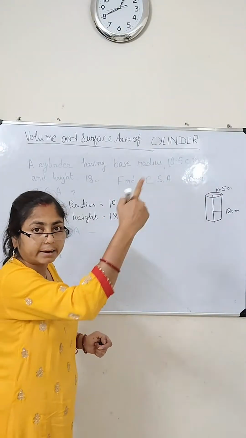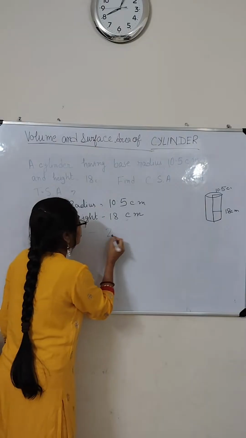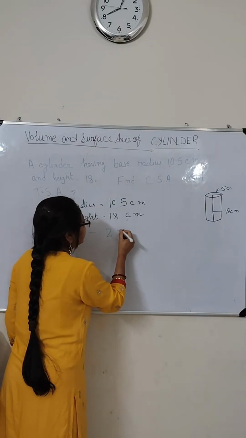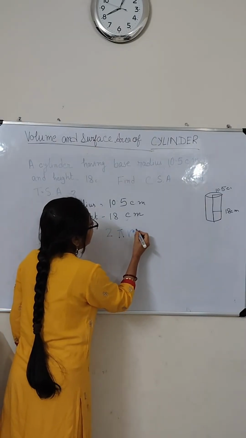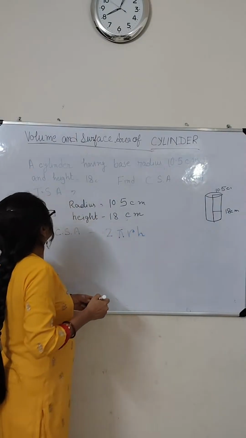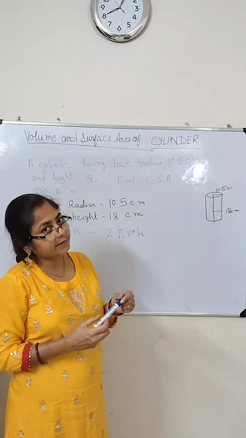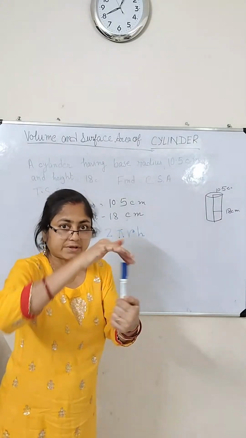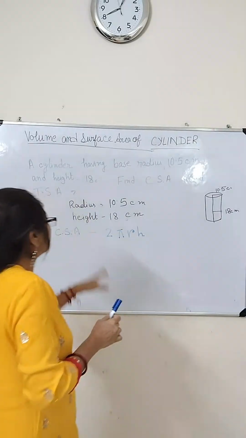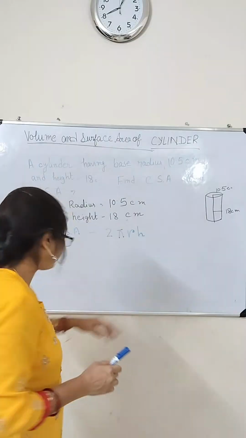2 pi RH. Curved surface area, lateral surface area, both are the same. It is the outer surface area we need. 2 pi RH, it is the formula.